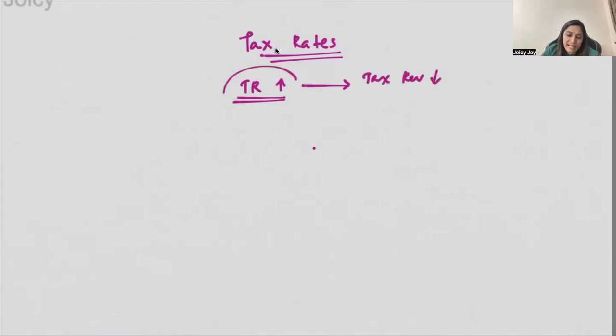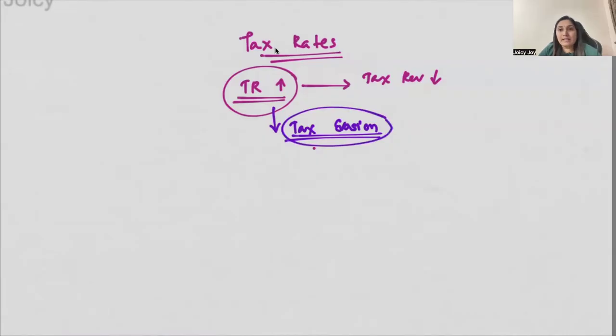Why? Because when the tax rates are very high, people will have a tendency to escape from the tax net, which we call tax evasion. So at high rates of tax, there is a tendency of tax evasion. That is, people will escape from the taxes. So there would be chances of tax evasion, and as a result of tax evasion, tax revenue would fall. This is what the Laffer curve says.